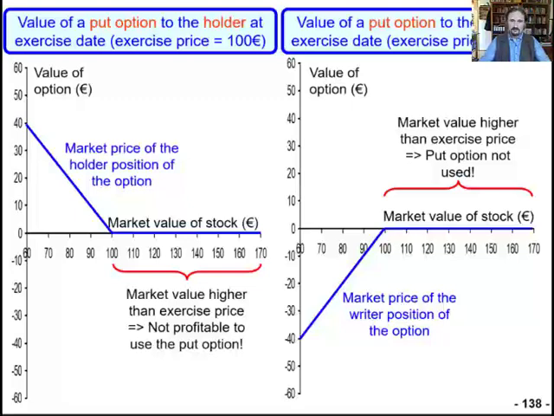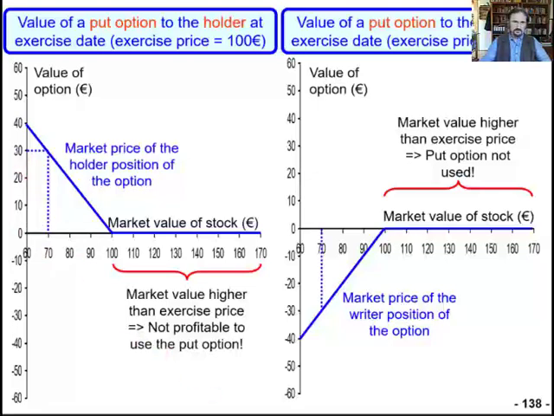If, however, the market value of the underlying asset is lower than the exercise price, for example 70 euro, then it is profitable to use the put option, since it is possible to sell the underlying asset with the help of the put option at the price of 100 euro, while the market price of the underlying asset is only 70 euro. So the market value of the option is 30 euro.